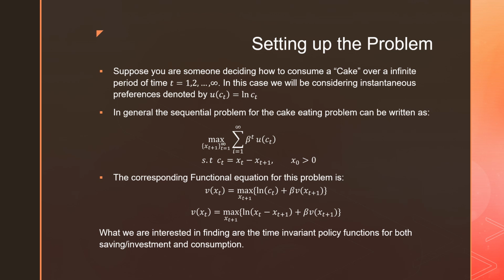The corresponding functional equation from our principle of optimality is the following, which is this maximization problem with respect to the cake size in the next period. What we're interested in from this problem is finding the time invariant policy functions for both the cake size in the next period, which is sometimes interpreted as the investment or the saving of leftover, the amount that should be saved for the next period, and the consumption.